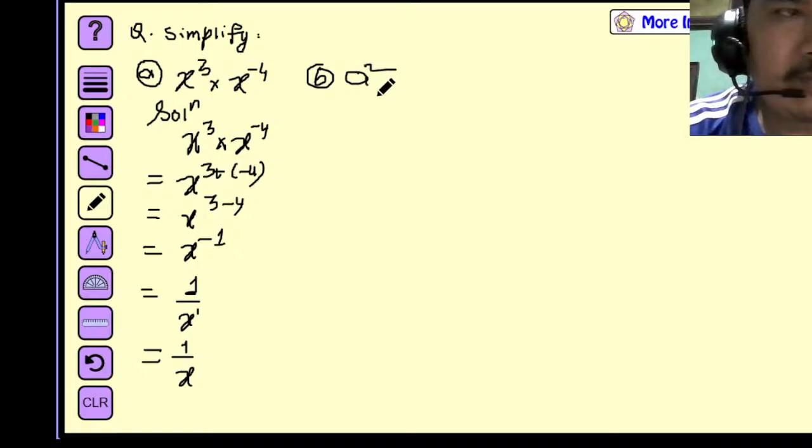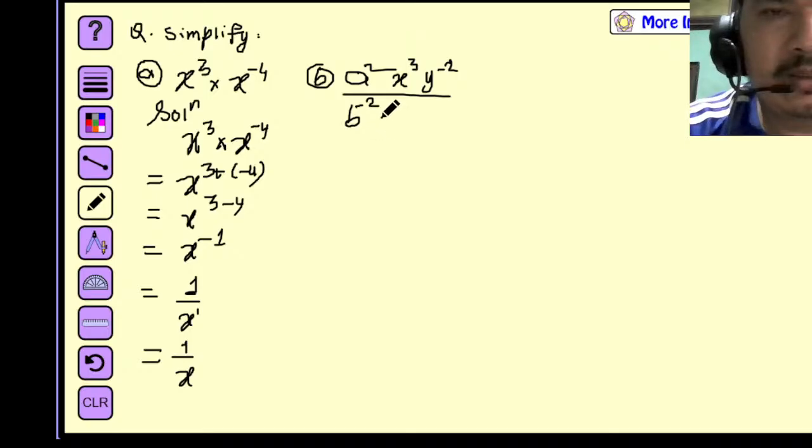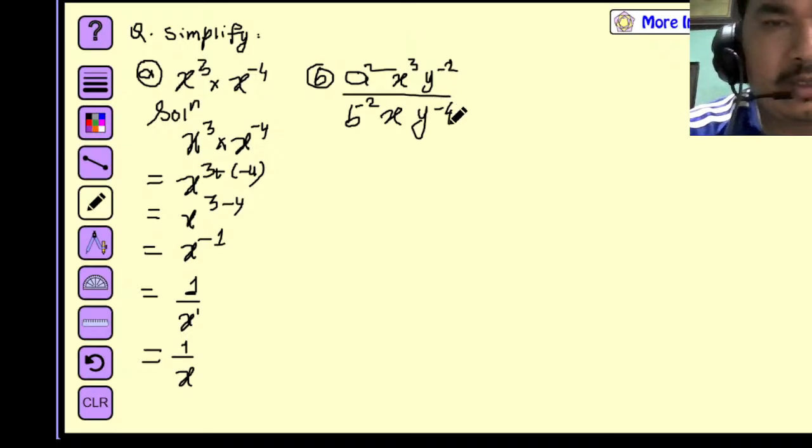A square x cube, a square x cube, right? Y to the power minus 2, okay? If it's given y to the power minus 2, and down in the denominator there is given b to the power minus 2, x, then y to the power minus 4, okay? Like this. Then write the solution first.